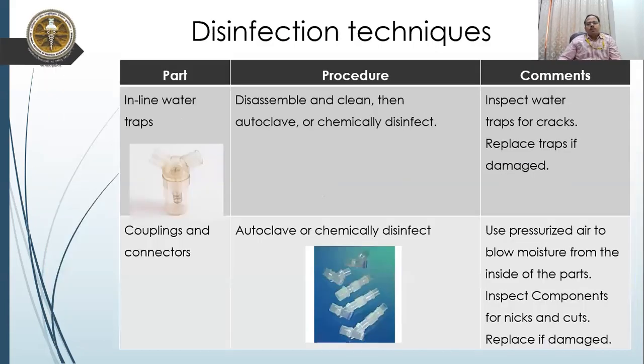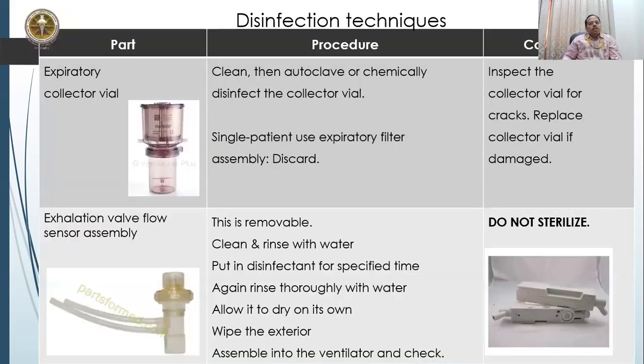These are some other parts of the ventilator, like water traps, which are used in the circuit where, due to humidification or something, sometimes water gets collected. The water traps, catheter mounts, and connectors must all be cleaned with water, disinfected with an agent, or sent for autoclave. This is the usual procedure for these equipments as well.